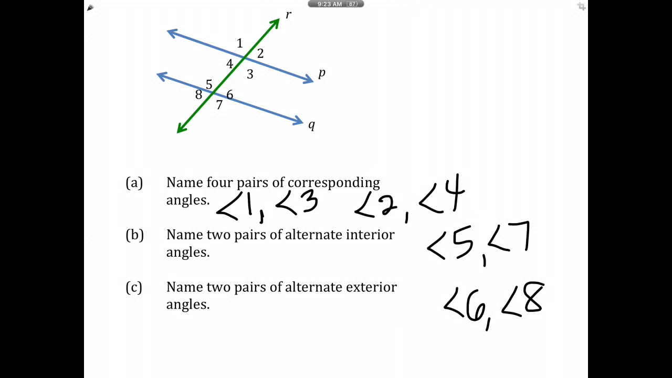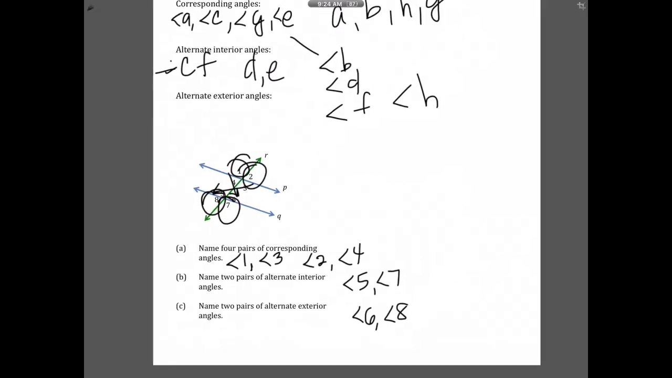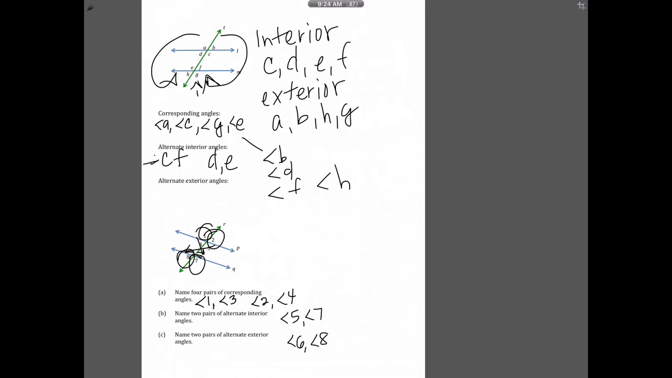And then, of course, we have the alternate interior. We have these 4 and 6, which would be the same measure. And then we have 3 and 5. There's your alternate interior. Then exterior would be 1 and 7, 2 and 8. Okay, so those are your alternate interior and exterior.